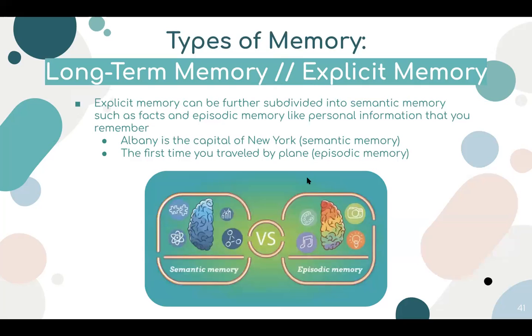Now, the long-term memory, explicit memory, is further subdivided into semantic memory and episodic memory. Semantic memory is focused on general knowledge about the world and includes facts, concepts, and ideas. Whereas episodic memory, on the other hand, involves the recollection of particular life experiences. For example, Albany is the capital of New York is semantic memory. But the first time you travel by plane, that is stored in your episodic memory.